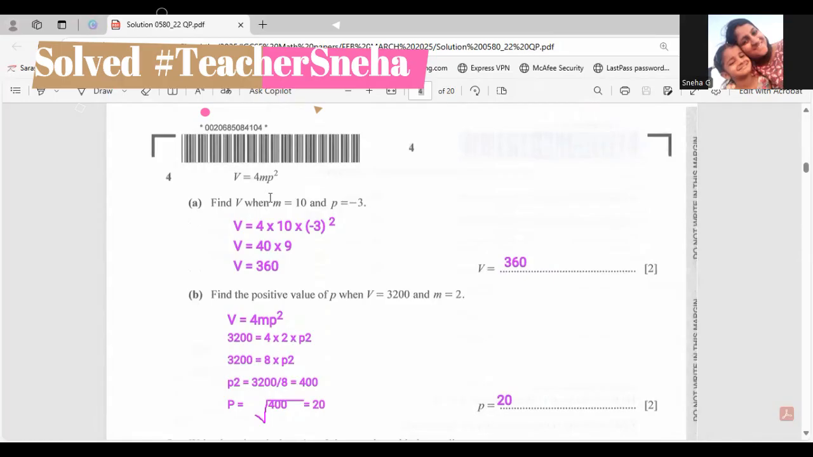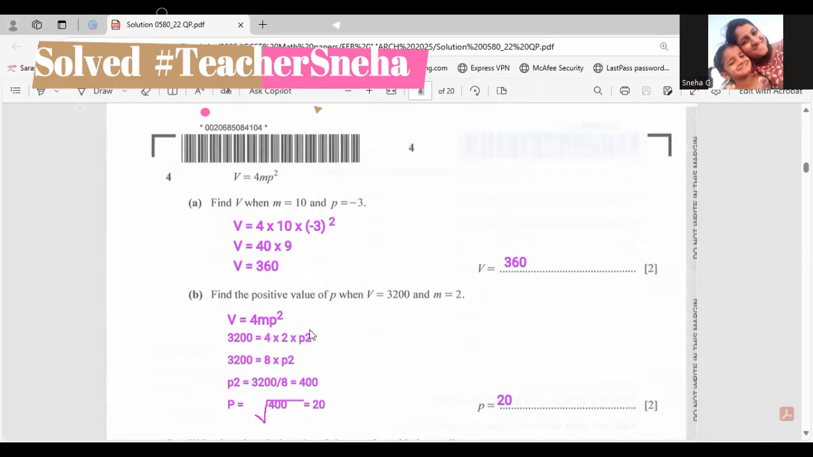Moving further to question number 4, you have been given an equation V is equal to 4mp square and you have to find the value of V when m is equal to 10 and p is equal to minus 3. So when we substitute the values in place of m, we substitute as 10 and in place of p, we substitute minus 3. So we get an equation 4 multiplied by 10 multiplied by minus 3 square. Minus 3 square is 9 and 4 into 10 is 40. 40 multiplied by 9, the answer here is 360.